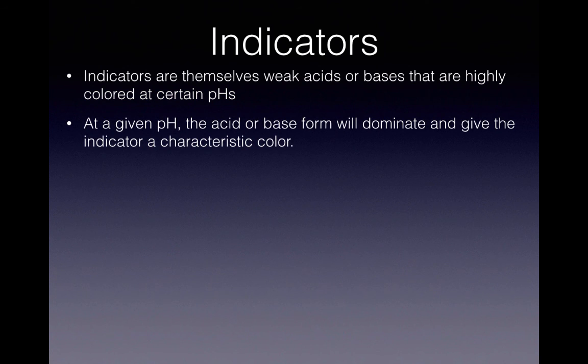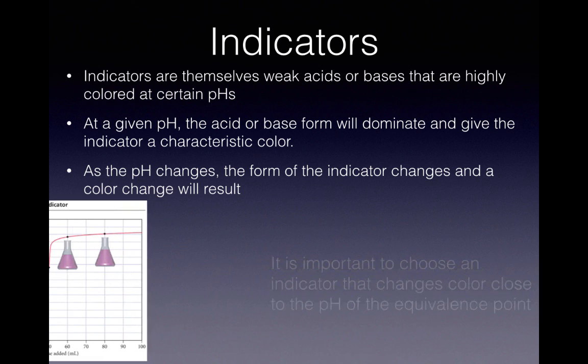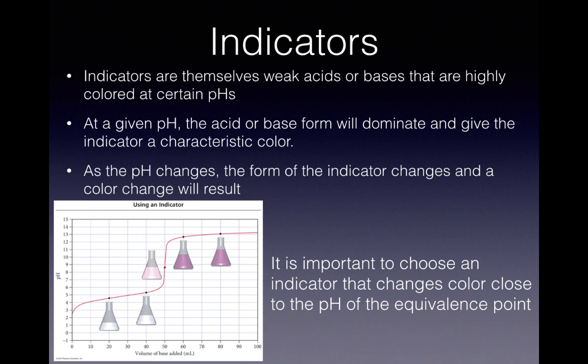And so at some given pH, depending on the indicator, the acid or base form of the indicator will dominate the solution, and it will give the indicator a very characteristic color. And as that pH changes during a titration, at some point the form of that indicator is going to change from either its acidic or a basic form. And when it does that, you do get a dramatic color change. And here we see the very stereotypical acid-base indicator there.